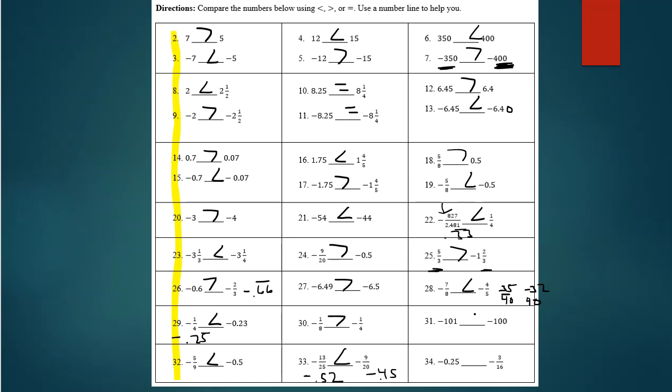Okay, this one, negative 100, is of more value than negative 101. And then the last one, if we take 3/16 and we change that to a decimal, it's negative 0.1875, and it's a smaller number than 0.25, so that means it's going to be of more value. Okay, so at this point, go ahead and move on to working on your comparing rational numbers Canvas assignment.